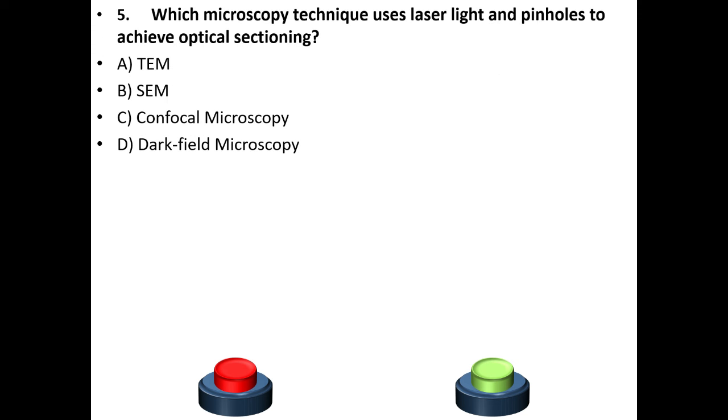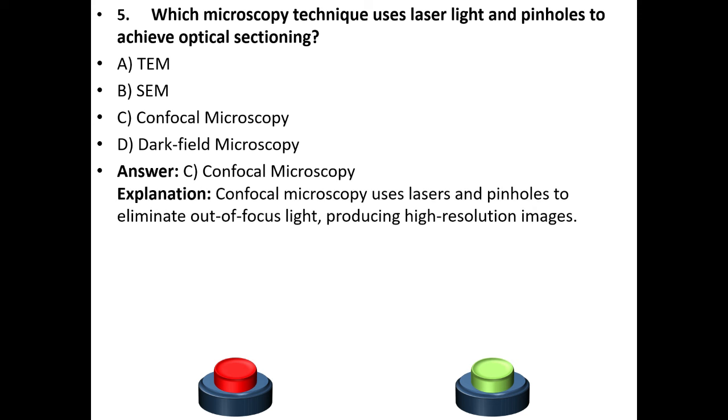Fifth question. Which microscopy technique uses laser light and pinholes to achieve optical sectioning? TEM, SEM, confocal microscopy, dark field microscopy. The answer is C, confocal microscopy. Confocal microscopy uses lasers and pinholes to eliminate out of focus light, producing high resolution images.